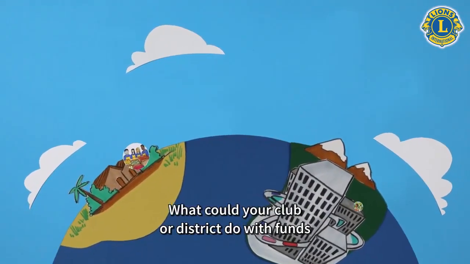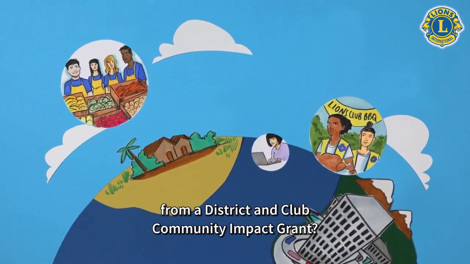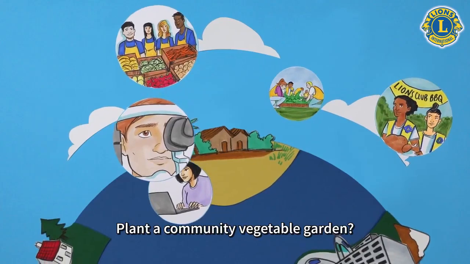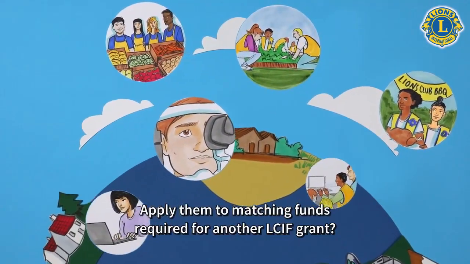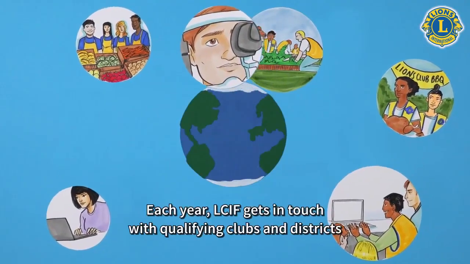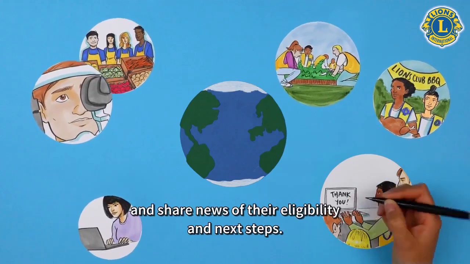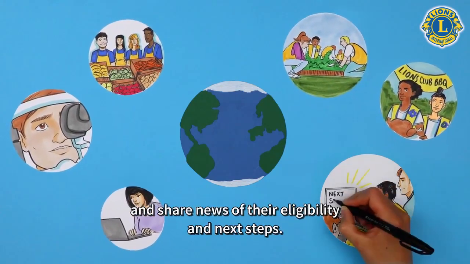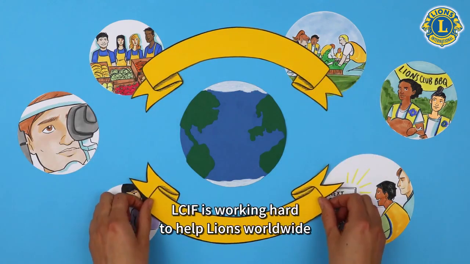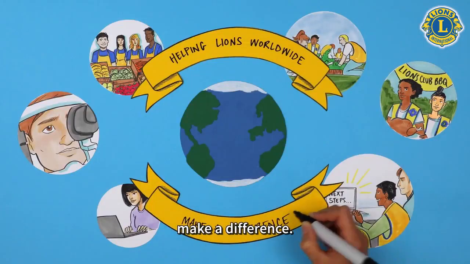What could your club or district do with funds from a District and Club Community Impact Grant? Provide vision and diabetes screenings? Plant a community vegetable garden? Apply them to matching funds required for another LCIF grant. Each year, LCIF gets in touch with qualifying clubs and districts to thank them for their support and share news of their eligibility and next steps. As you consider the endless possibilities for your club, LCIF is working hard to help Lions worldwide make a difference.